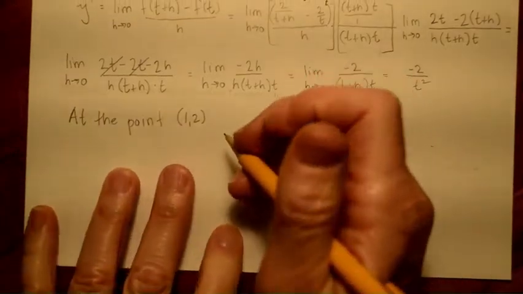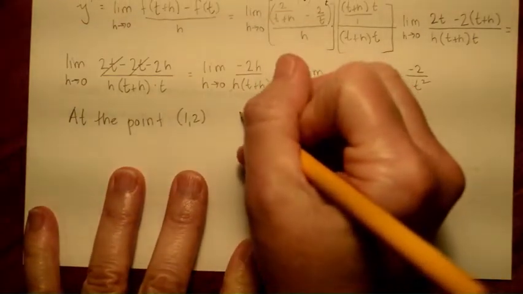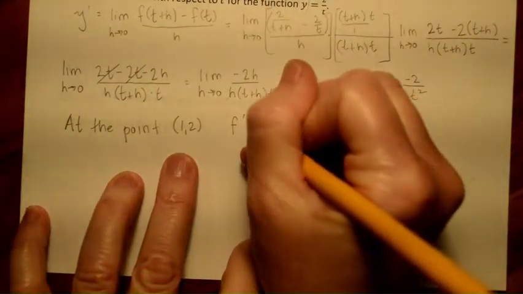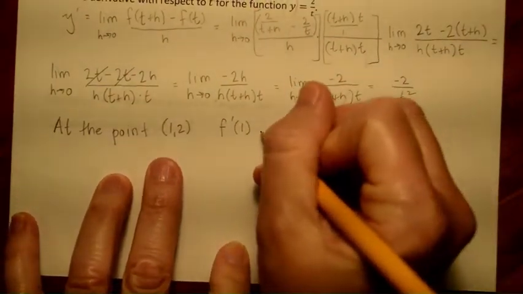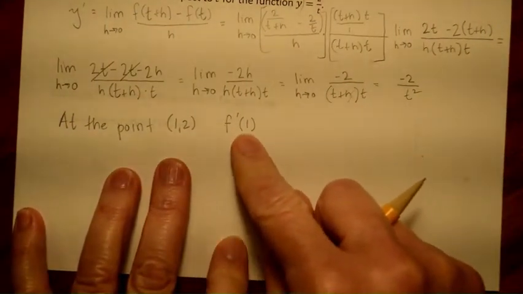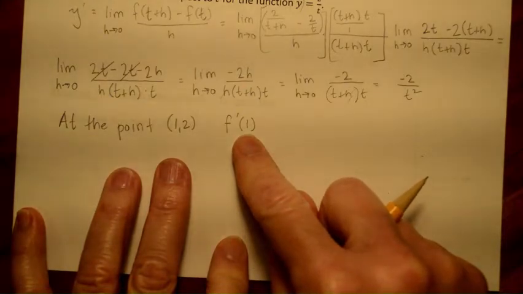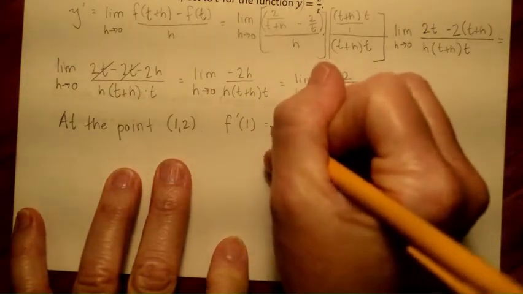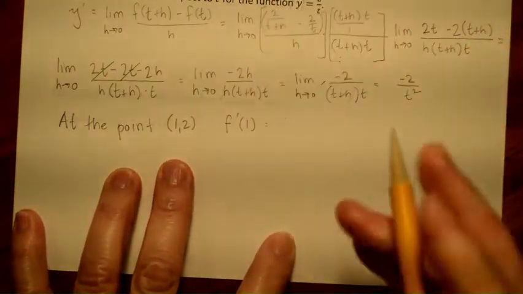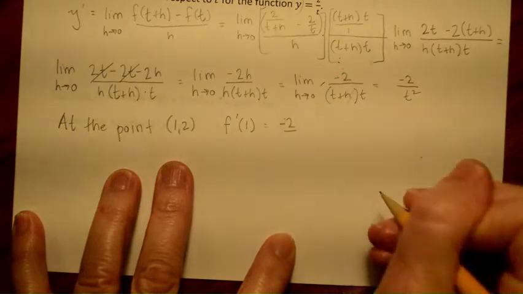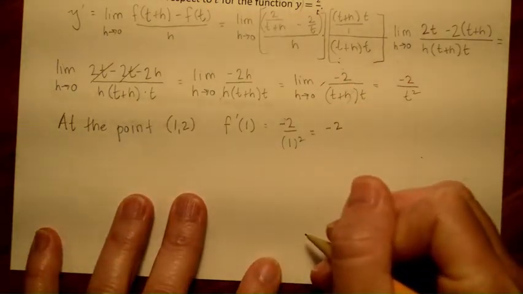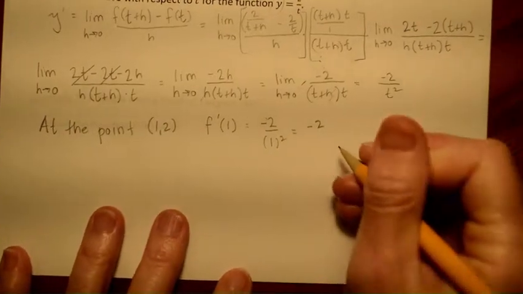So at the point (1, 2), the derivative, again, I'm going to write f prime just so that we can see the 1 in there. That's maybe a weakness of the y prime notation, is that we don't get to keep track of the x value that we used, but we end up getting f prime, we end up getting negative 2 over 1 squared, which would give us negative 2.